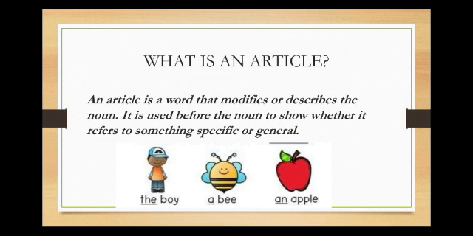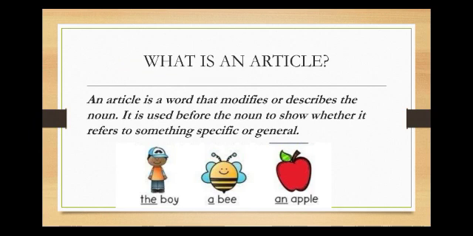Children, do you know what an article is? An article is a word that modifies or tells us something more about a noun. Adjectives also do the same thing. They describe the noun. So, like adjectives, these articles also tell us something more about the noun. Do you know what they tell us? They tell us whether the noun that we are talking about is specific or general.